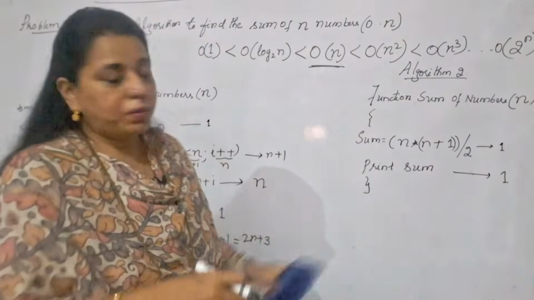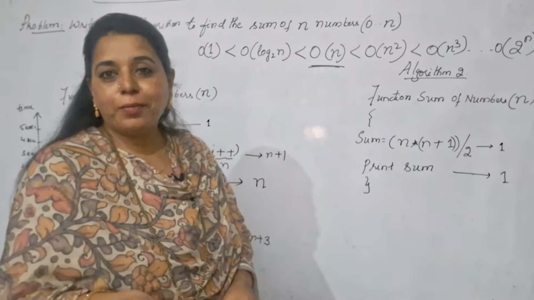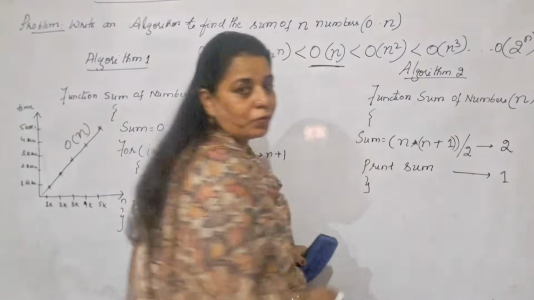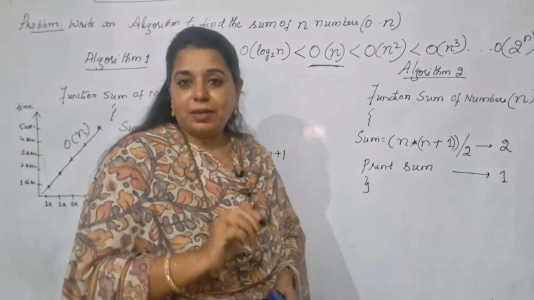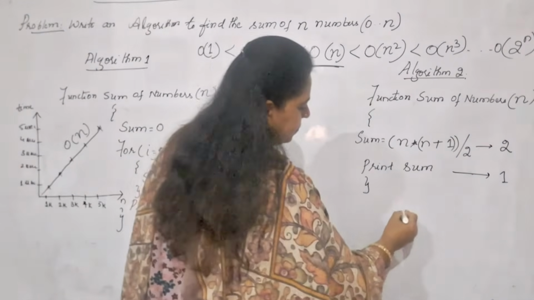Even otherwise, if we assume that okay, this is a formula which is not a simple assignment statement, it is going to take more time. Let us take 2 units of time. Just it is an estimation. Please understand, it's not an exact value, 2 units of time. So 2 plus 1, 3.